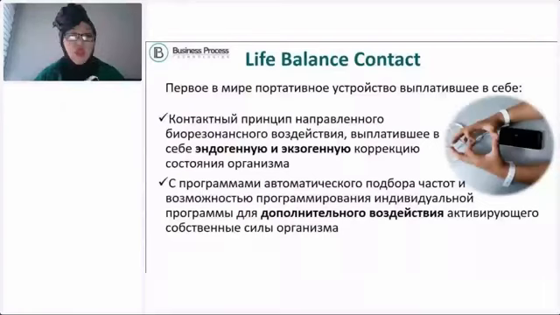If we talk about the advantages of Life Balance Contact, we can safely say that this is the world's first portable device that embodies the contact principle of directional bioresonance effect, which embodies the endogenous and exogenous correction of the body state. Programs with automatic selection of frequencies and the possibility of programming an individual complex for an additional effect that activates the body's own forces. This is another know-how in our company, something that is not in other contact devices.